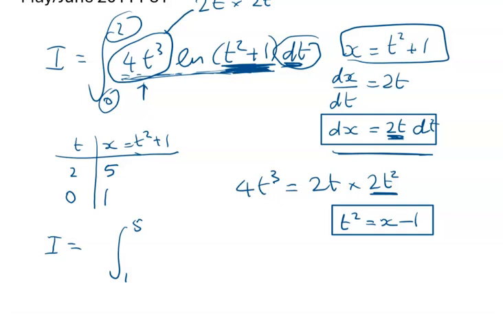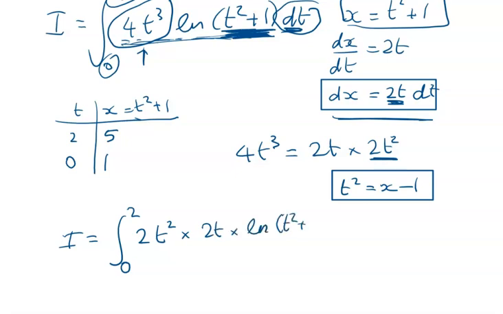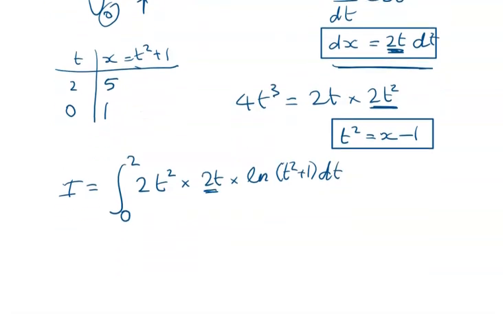But I think I'd like to have a line of working that shows that before I switch my limits over. Remember that in a proof question, you want the person reading it to be able to see exactly what you did. So let's just rewrite it again, keeping it in terms of t. And we're going to have 2t squared times 2t times the natural log of t squared plus 1 dt. Now it's really, really obvious what I'm doing here. And we can change over our limits now.